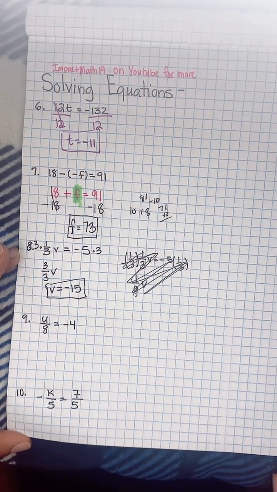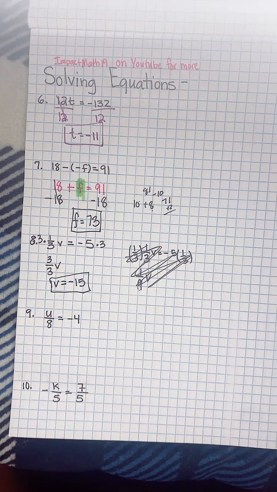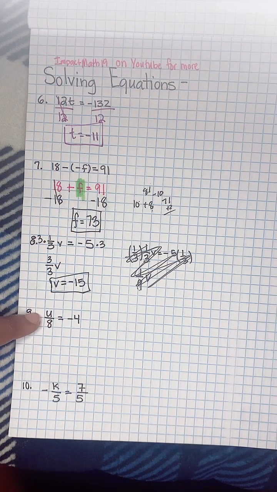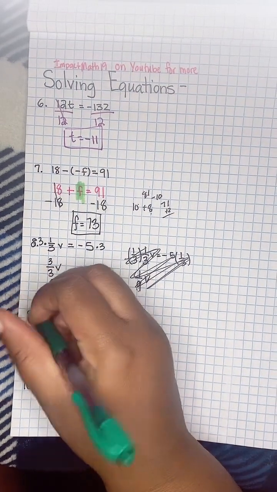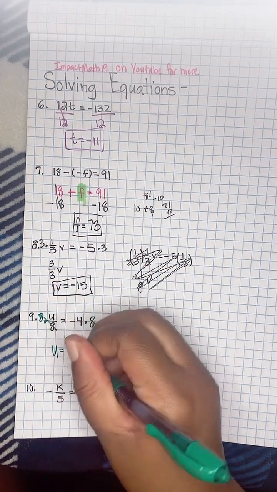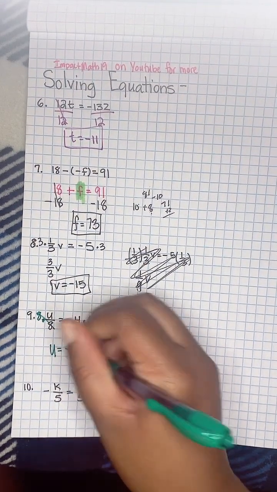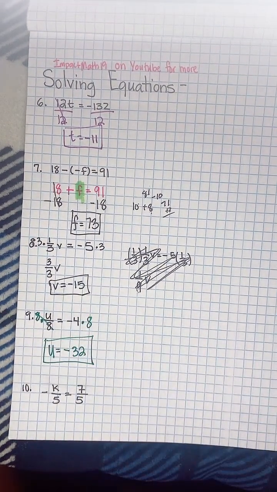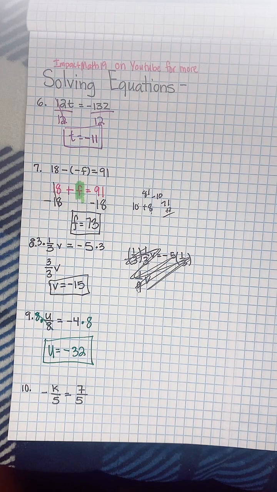So if we look at number 9, we're going to get U over 8 equals negative 4. So the opposite of division is going to be multiplication. What are we going to multiply both sides by? What do we get? 8. Good, because that's what's in the denominator. So we're going to multiply this by 8 and we're going to multiply this by 8. So this cancels and we get U equals negative 32, and that is our answer. Thank you so much for the roses, you guys.